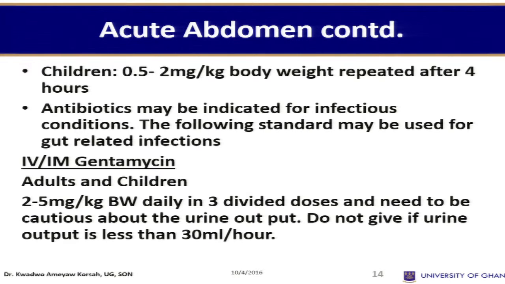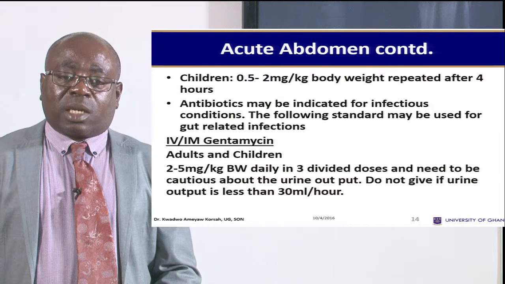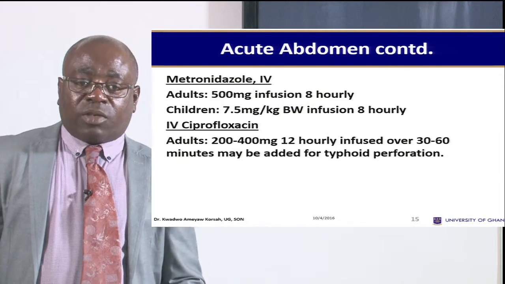And then antibiotics may also be indicated for infections, if they are present, and the following may be used for gut-related infections. For instance, IV or IM gentamicin, for adults and children, 2 to 5 milligrams per kg body weight in 3 divided doses. We need to be cautious about the urine output because of the possibility of gentamicin causing acute renal failure in the early stage. So do not give it if urine output is less than 30 ml per hour, and that is very important.